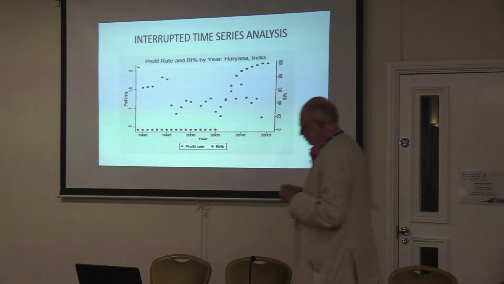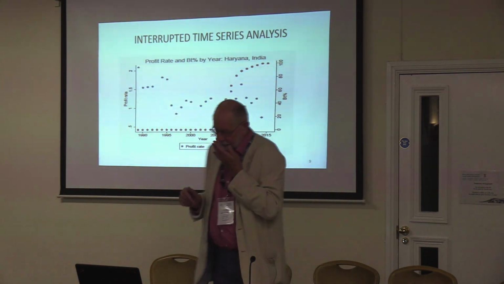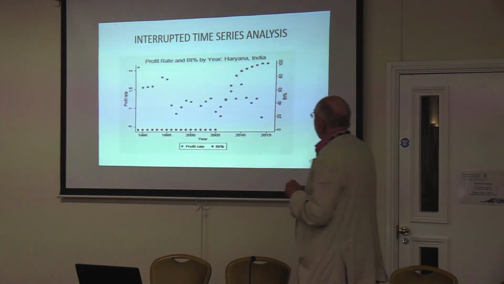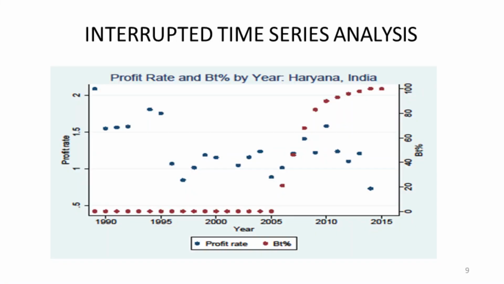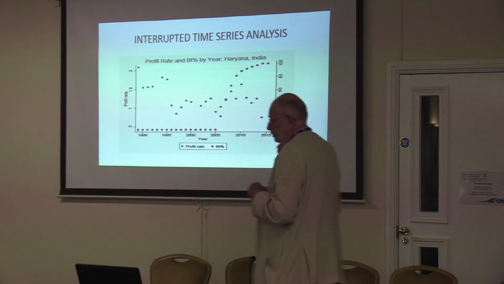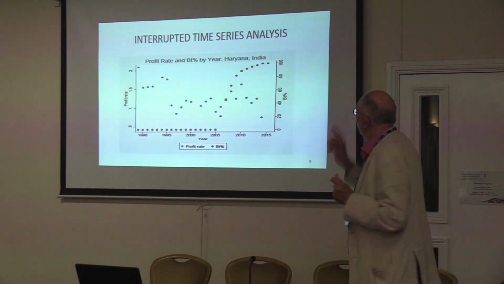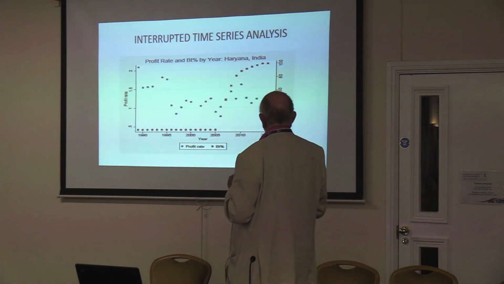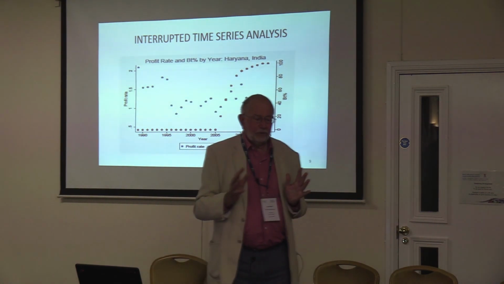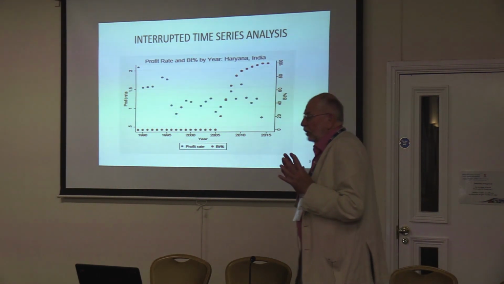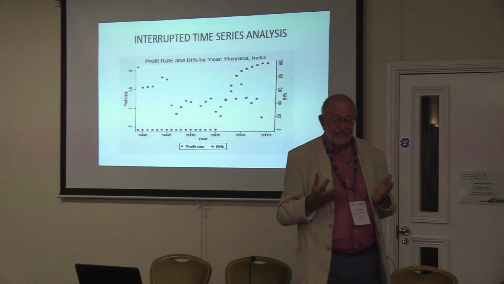Now this is, in a way, an analogous situation, although it's a very different example. On the left-hand side, you have a profit rate. The x-axis is just year, and on the right-hand side there is the percentage of uptake, the percentage of crops which are grown in Haryana, which is one of the cotton-growing states in India, which are genetically modified. This is what they call BT cotton.